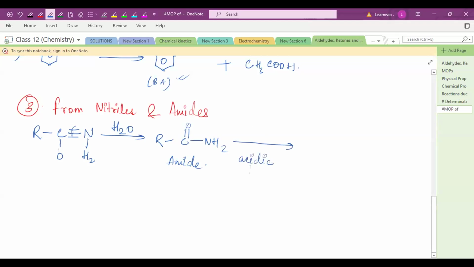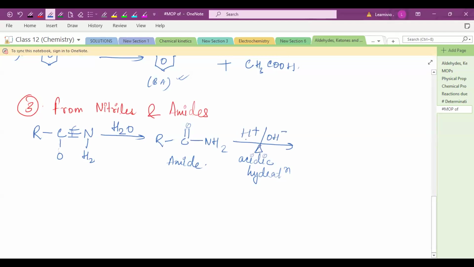acidic hydration. In acidic conditions you are doing hydration, so it means you are providing water and also acid, meaning you are providing dilute acid. So that is acidic hydration in the presence of acid. It will give you H plus and OH minus, and you are also giving heating, so the reaction happens under heating conditions.